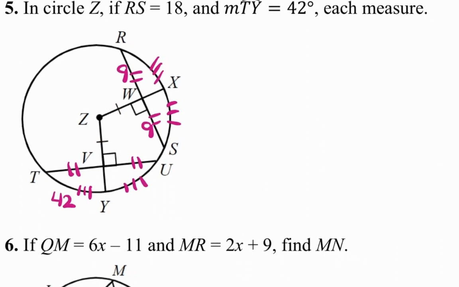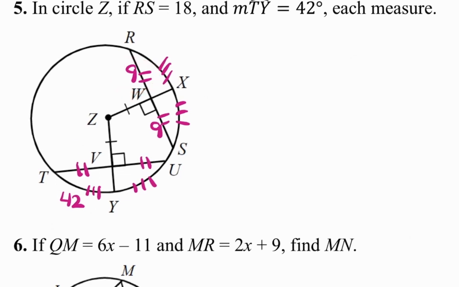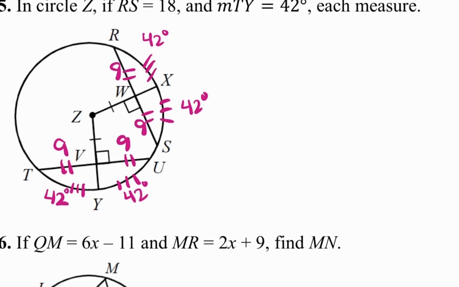Okay, so now let's go in and fill in what we know. So if this is 9, we can add some more 9s on our circle. And we know that if this measure is 42, then UY is 42 degrees, XS is 42 degrees, and RX is 42 degrees. So there's my circle so far.